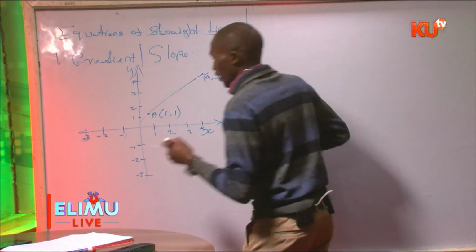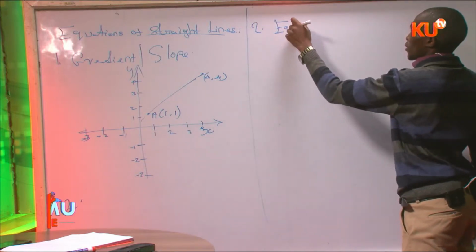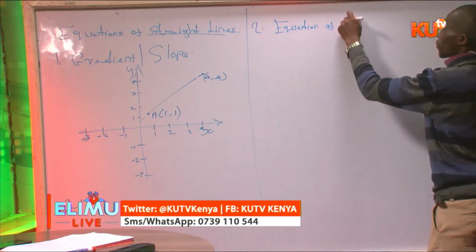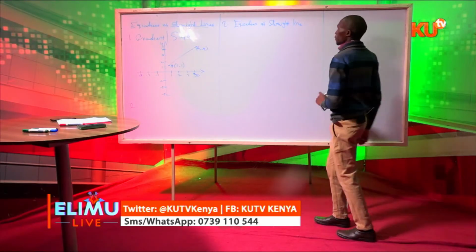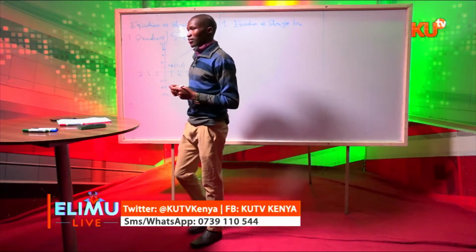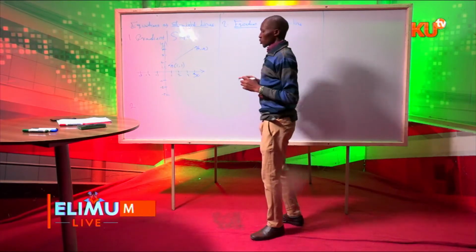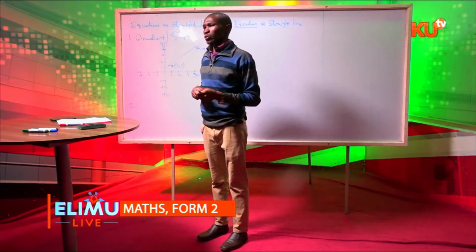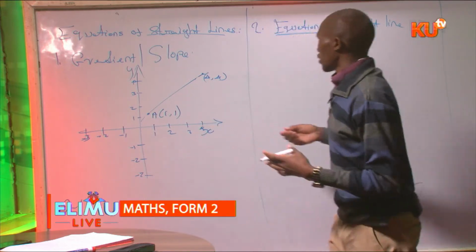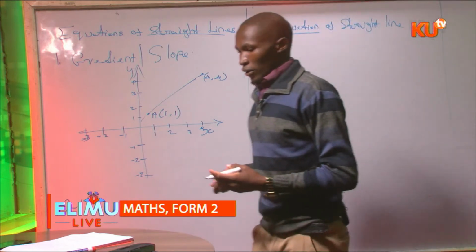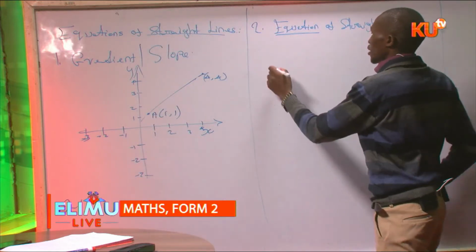Then the second main area is the equation of a straight line. When we think about the equation of a straight line, let me talk about an equation. An equation refers to a relation between two expressions. You do have two expressions, and they are being equated using an equal sign. So when you understand these two main areas, then it can be simple.